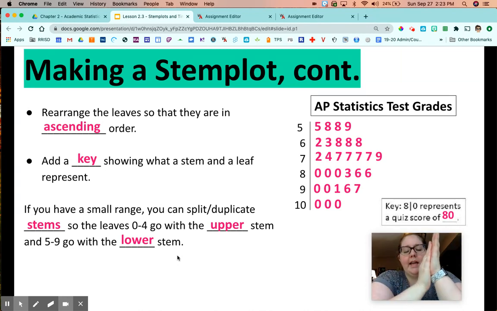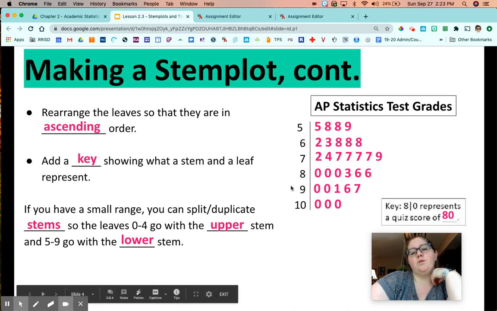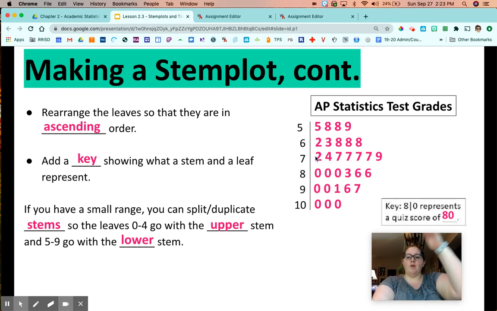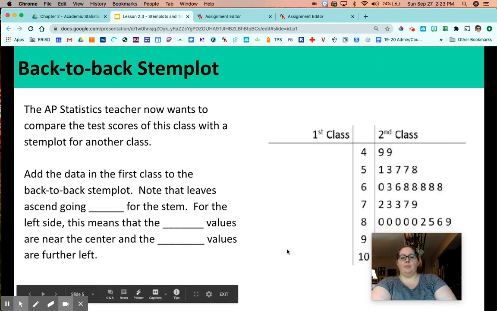So if our data is really close together, like if we only had quiz scores from the 70s to 90s, and we wanted to spread this graph out a little bit and make it easier to read and see, we could have 2 rows for 70s, 2 rows for 80s, and 2 rows for 90s, and split it up between upper and lower 90s, upper and lower 80s, upper and lower 70s. So that's one option we have with the stem and leaf plot to make things a little bit easier to read.